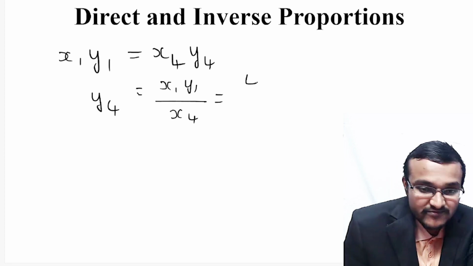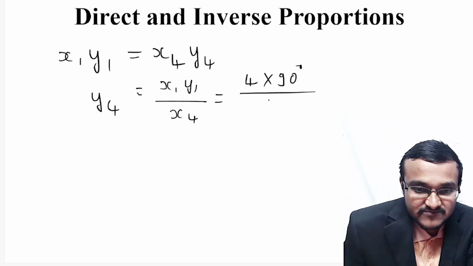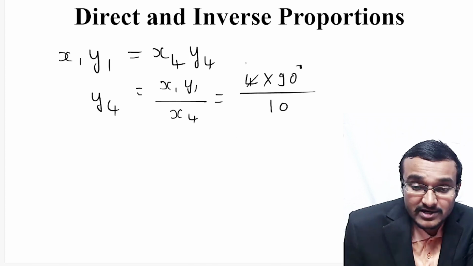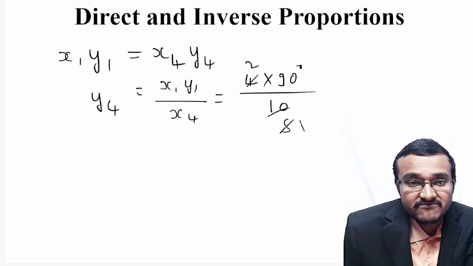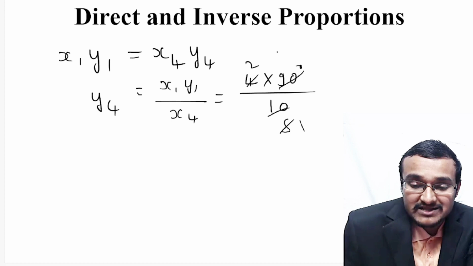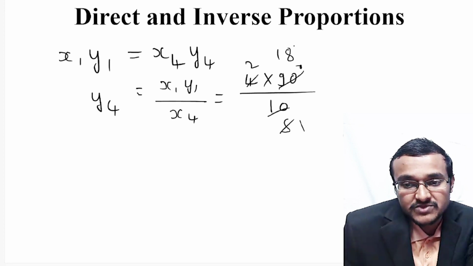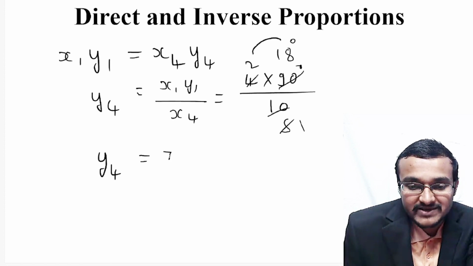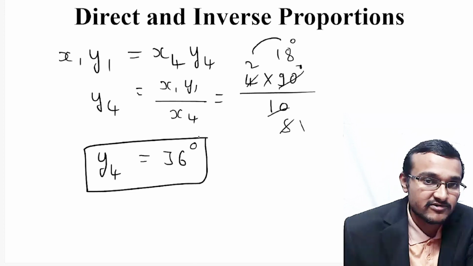x1 is actually equal to 4 and y1 is 90 degree, divided by x4. We actually know that value, so that is equal to 10. 2 2s are 4, 2 5s are 10, 5 1s are 5, 4 will be remaining, 40, 8s are 40. So 18 degree. So 2 into 18 degree will be 36 degree. So y4 will be equal to 36 degree. So this is the answer for y4.